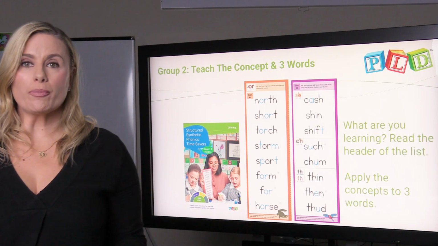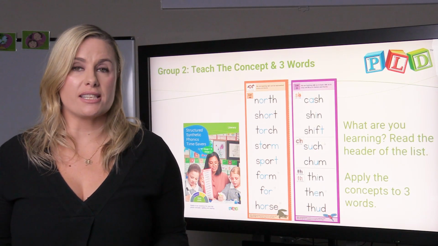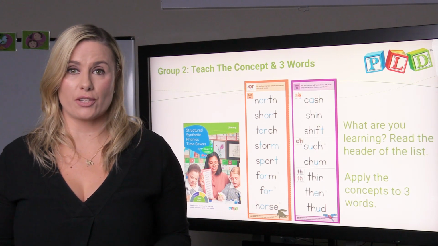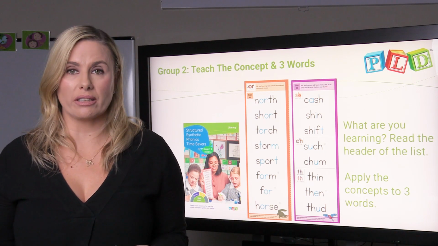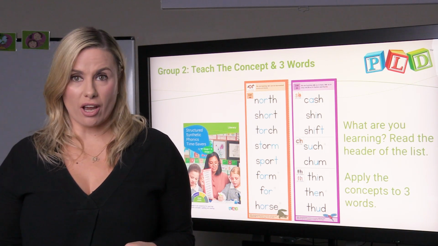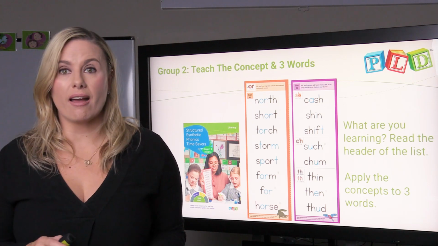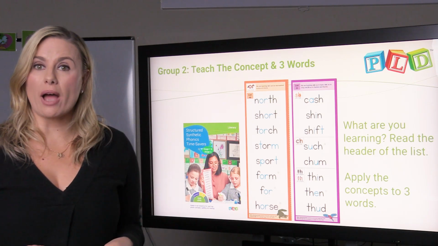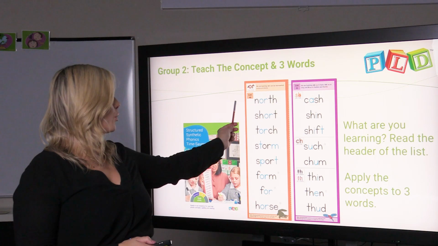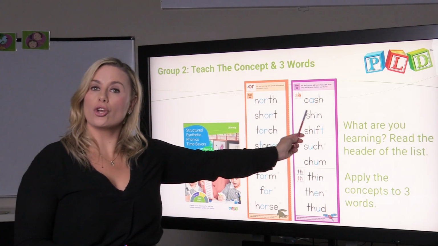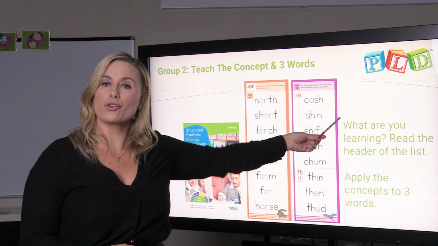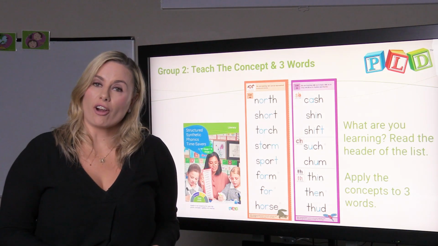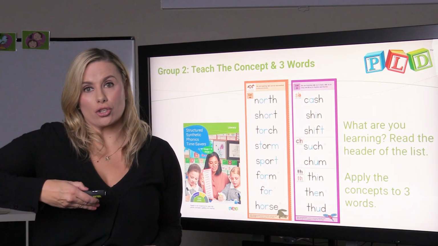Excellent. Group 2, we have been revising 3 digraph sounds over the last 3 weeks, but this week they're all going to be mixed together in one list. We have been looking at the digraph sound sh, as in hush. Let's apply that to our first list word. We have the word cash, cash. We've also been looking at our digraph sound ch as in chop.